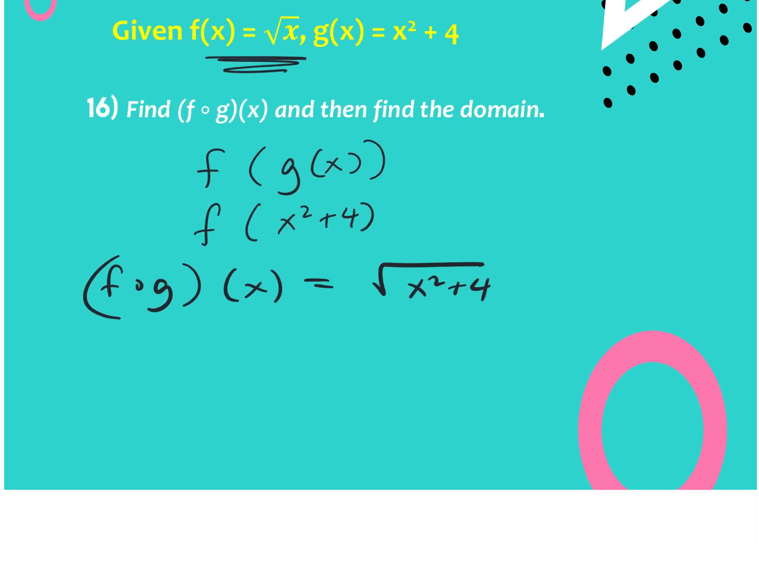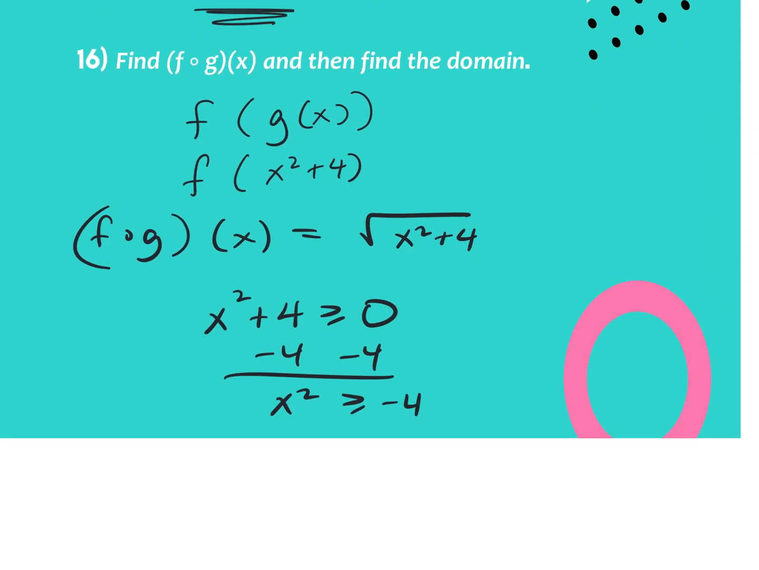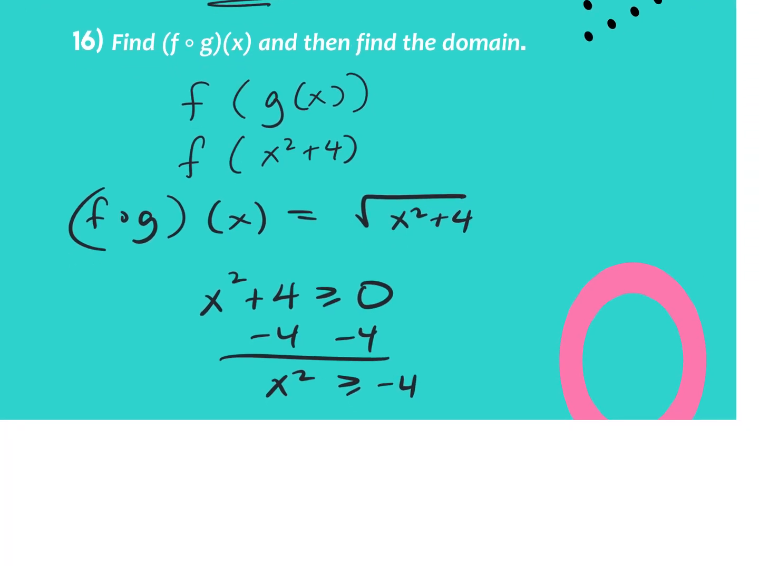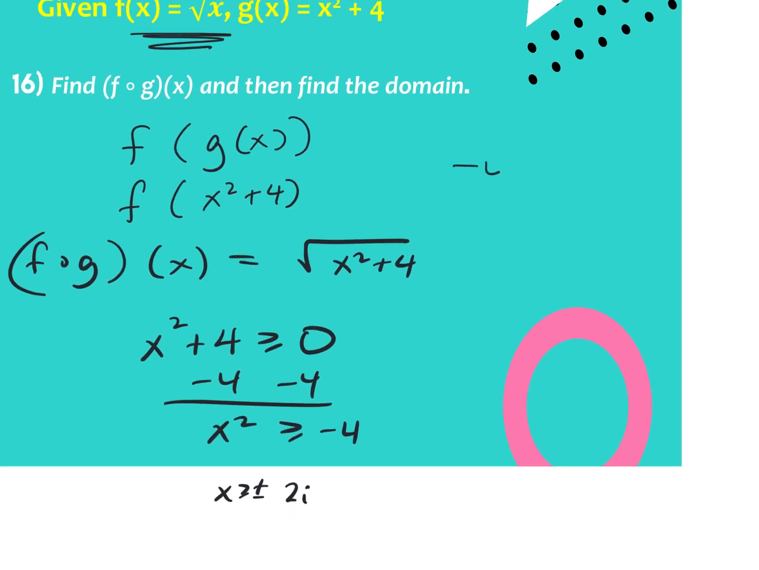So now to check for my domain, remember your input function, there was no restriction on it. So I just need to check this, and this is x squared plus 4, and it's under a radical, so greater than or equal to 0. As soon as I go to solve this, notice what I'm getting is an imaginary solution. And I don't need to worry about excluding any imaginary values. So my domain here is going to be all real numbers.